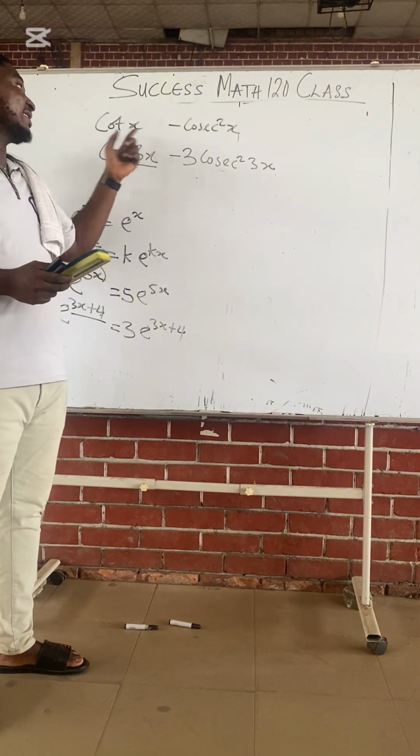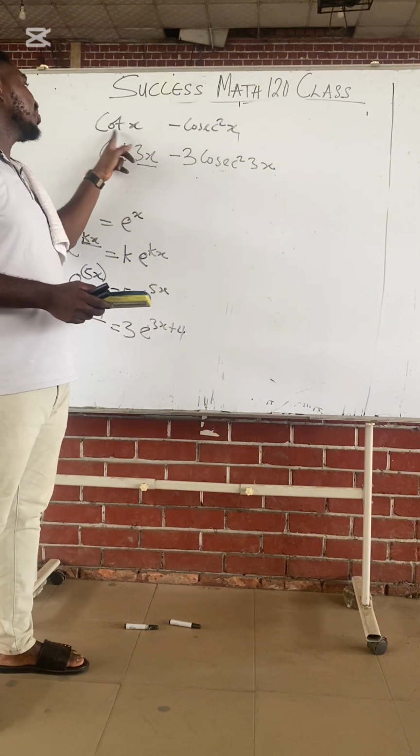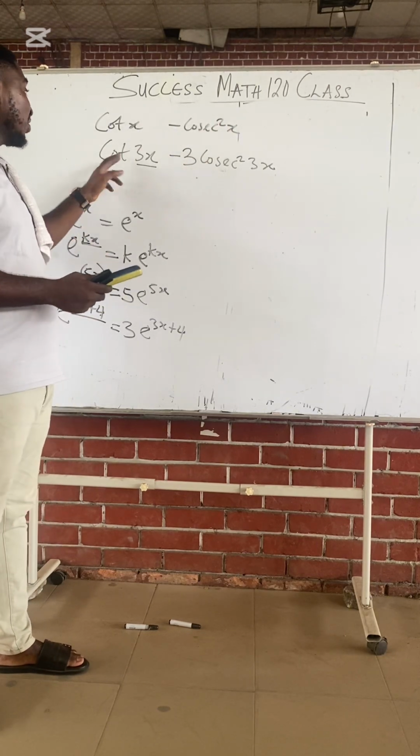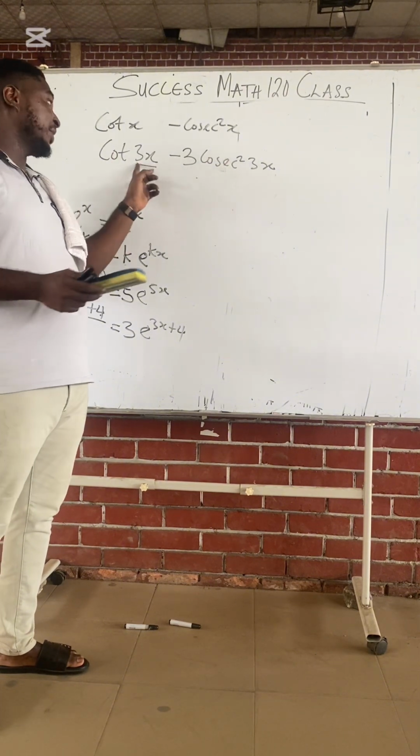Differentiate cot x is minus cosec square x. That means differentiate x, you have 1. Cot changes to minus cosec square. Repeat your x. So differentiate cot x. Differentiate 3x, you have 3. Cot changes to minus cosec square. Repeat your 3x.